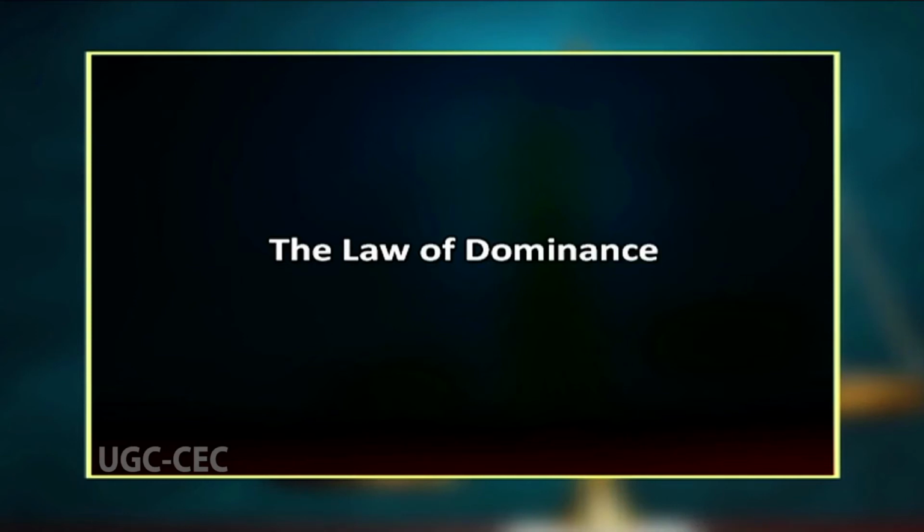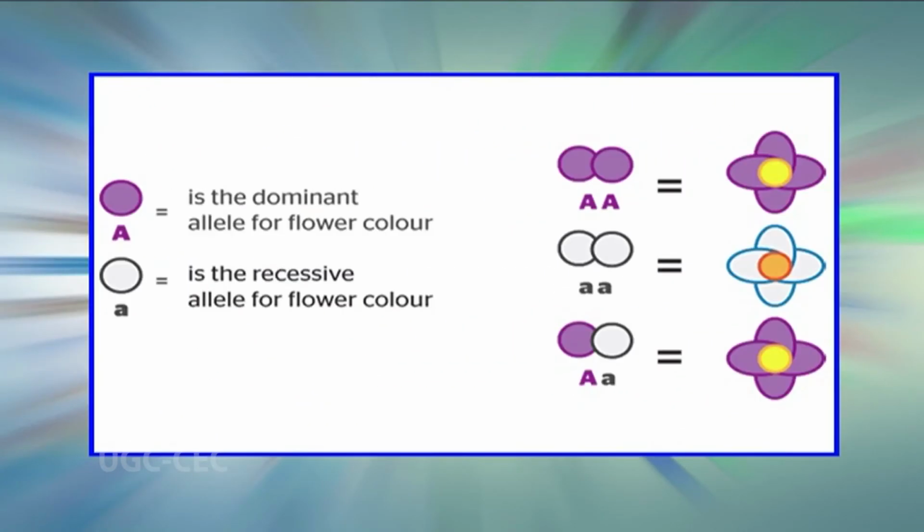The law of dominance. A dominant trait is a trait whose appearance will always be seen in offspring. In other words, dominance describes the relationship between two alleles. If an individual inherits two different alleles from its two parents and the phenotype of only one allele is visible in offspring, then that allele is said to be dominant.